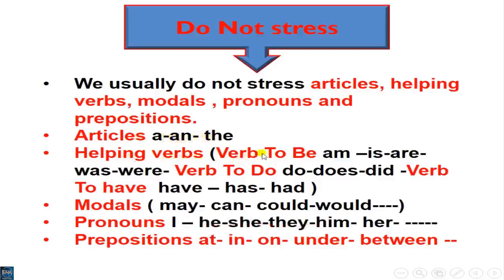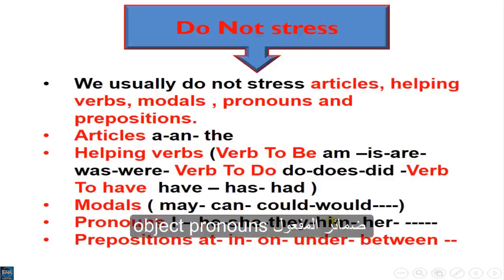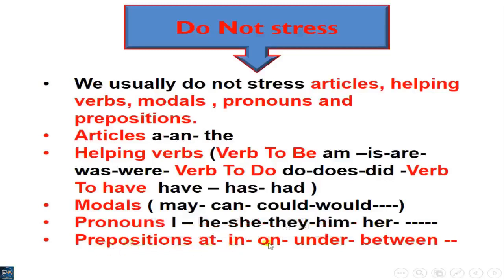Helping verbs, like the verb to be: am, is, are, was, were; the verb to do: do, does, did; the verb to have: has, had. As helping verbs, we do not stress them. Modals: may, can, could, would; may and might, can and could, will and would, shall and should. We don't stress modals. Pronouns: all pronouns, we do not stress them. Subject pronouns like I, he, she, they, it, we. Object pronouns: him, them, me. Her, his, our, their. Prepositions: at, in, on, under, between, among, in front of.